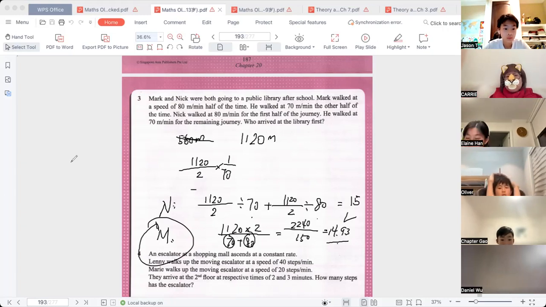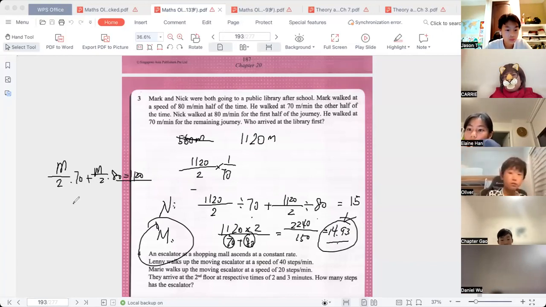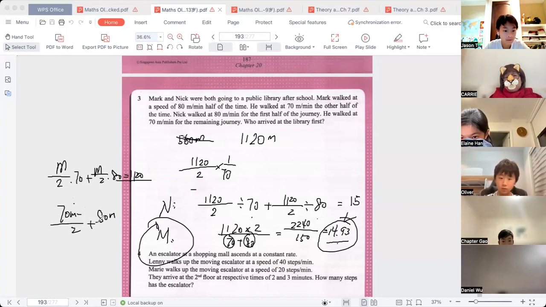We can do that. We can just say, okay, suppose Mark uses m minutes. So m divided by 2 times 70 plus m divided by 2 times 80 equals 1120. You're going to find out the same answer. But this one includes a lot of bigger calculations. But instead, you can see this is exactly the same. It's 70m divided by 2 plus 80m divided by 2 equals 1120.